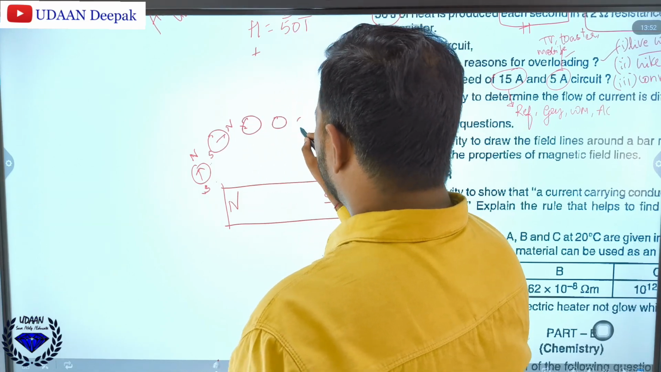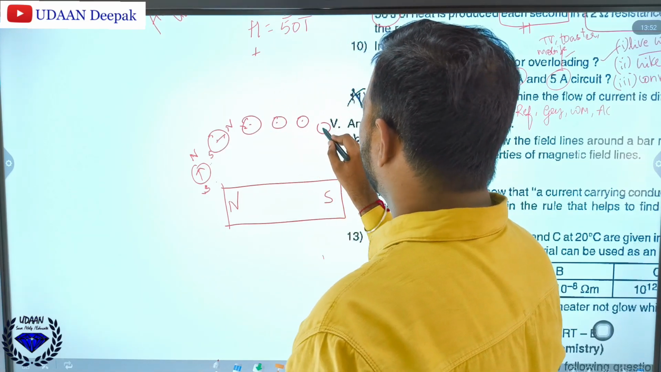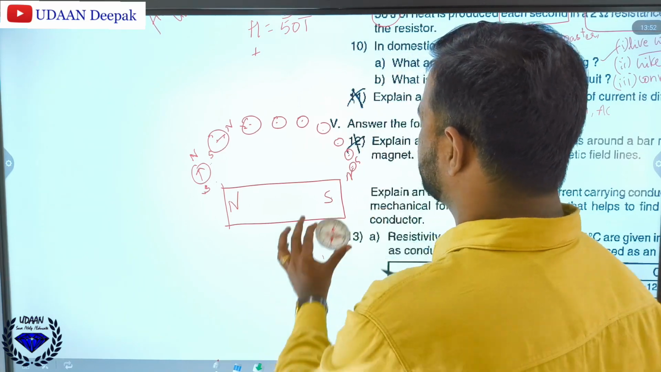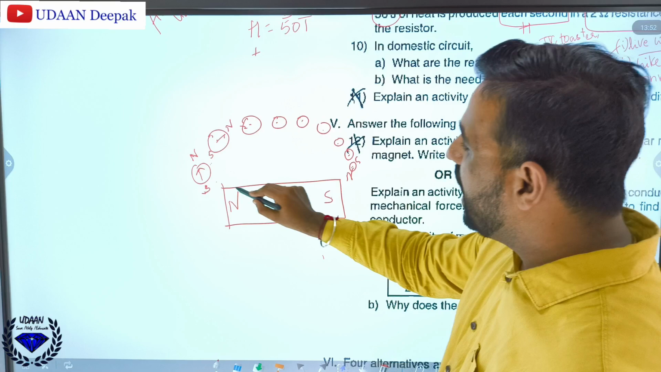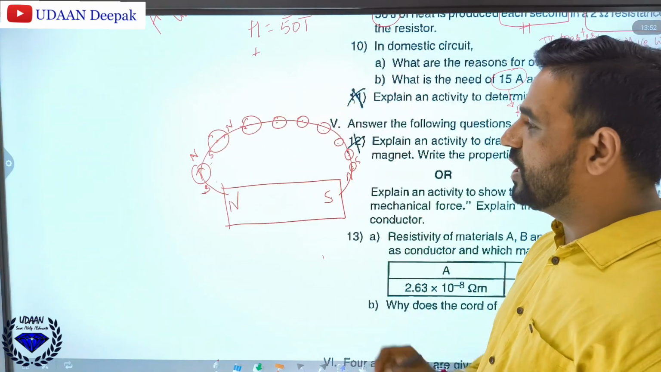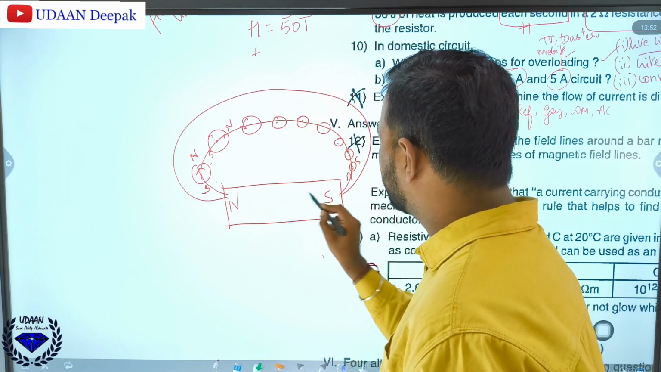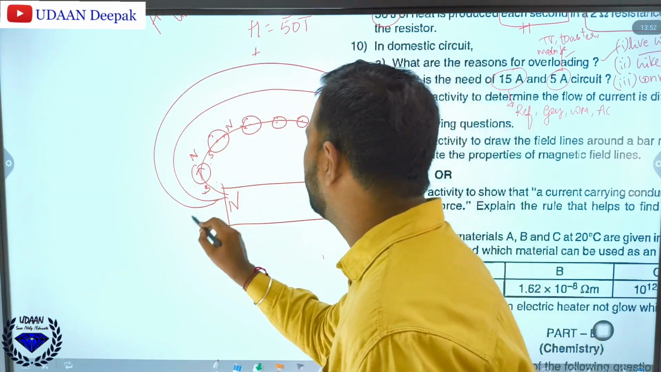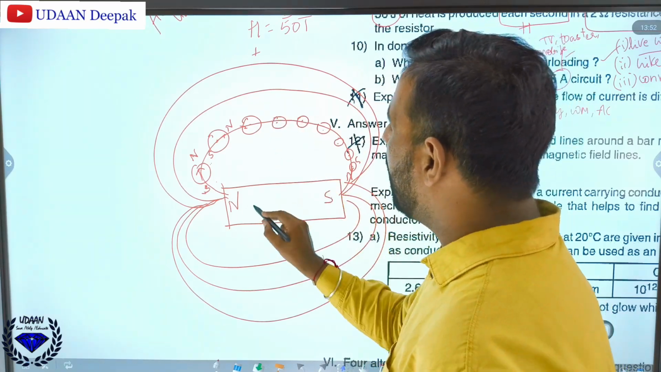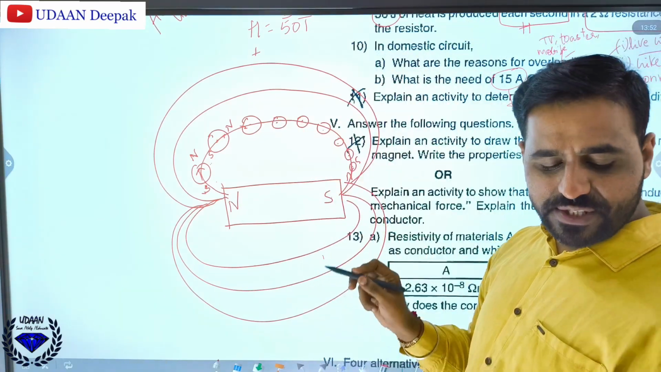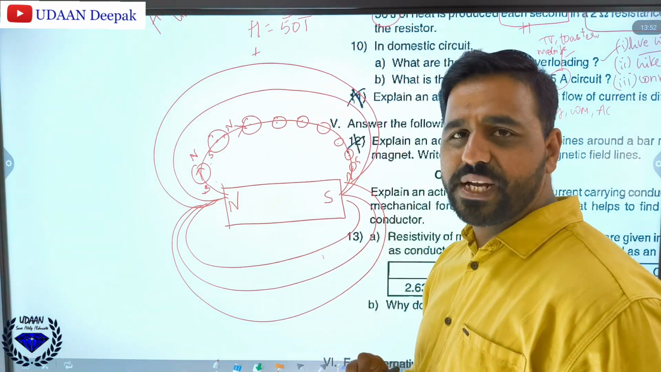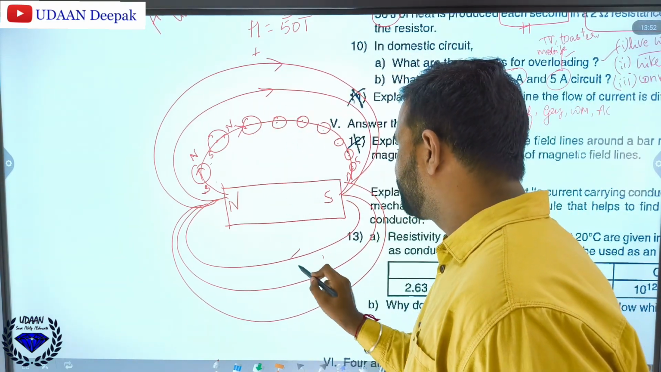Similarly, keep marking points on the sheet of paper. Here it is south, here it will get north and south, because unlike poles attract each other. What all points you have drawn, just join them in the form of a circular loop. If you draw, you will find a pattern like this. This is how you should be able to draw, and you know that the magnetic field lines start from the north pole and end at the south pole outside the magnet. So you should draw like this.